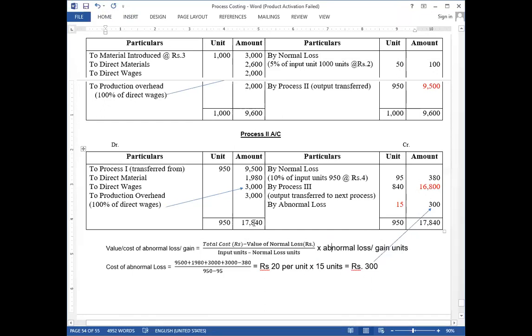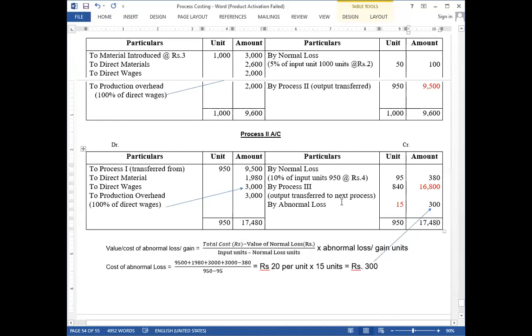Sorry, 17,480. This is a typo error. 17,480. Then the balancing figure is 16,800. Okay, so process 2 is over. Next we are moving to process 3.